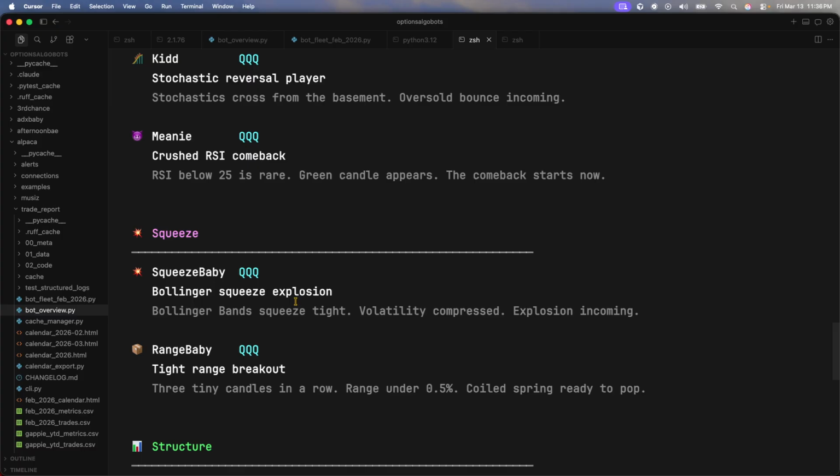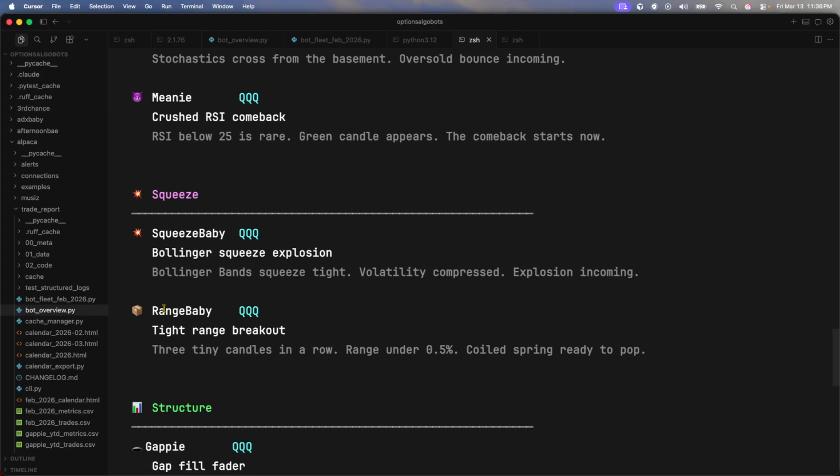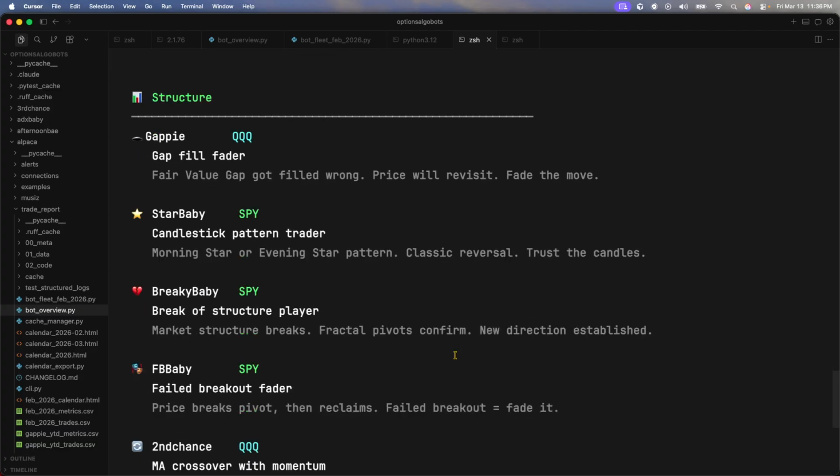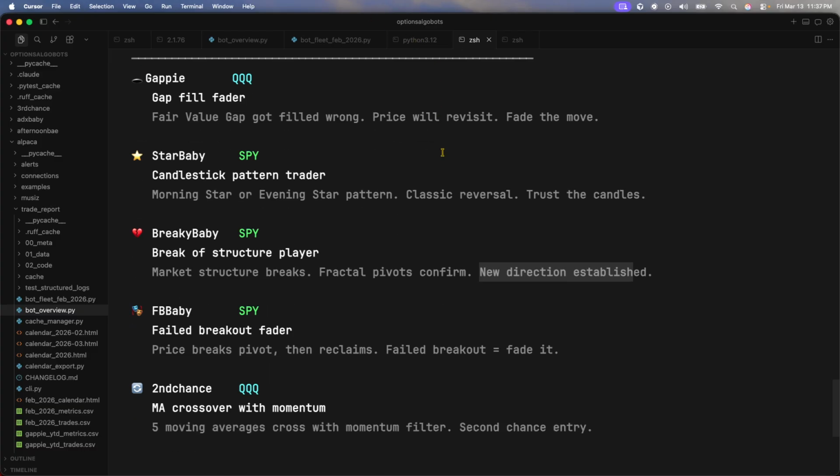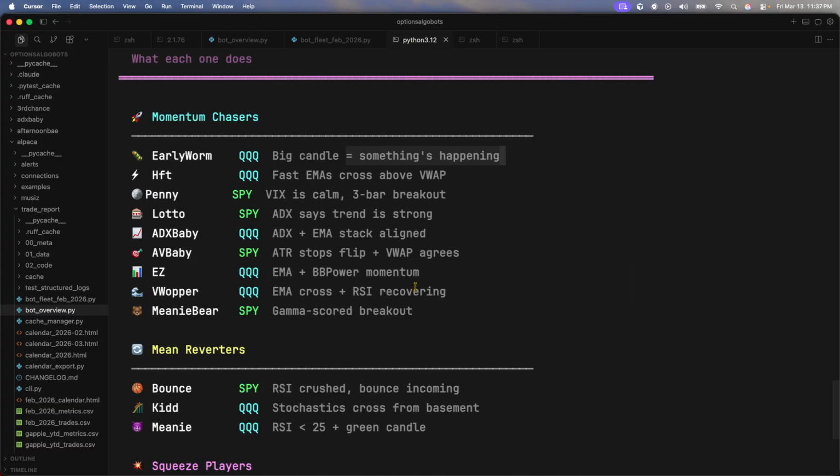So then let's go look at our squeeze bots. Let's go look at Range Baby. Range Baby trades QQQ, and it's a tight range breakout bot. So it's looking at 3 tiny candles in a row, and if the range is under 0.5, the spring is coiled and ready to pop. And then our structural bots, let's look at our break of structure bot. What it's looking at is the market structure is going to break, then there's a fractal pivot confirmed, and then we're looking for a new direction that has been established. So it's just a bit of an overview of our bots, right?